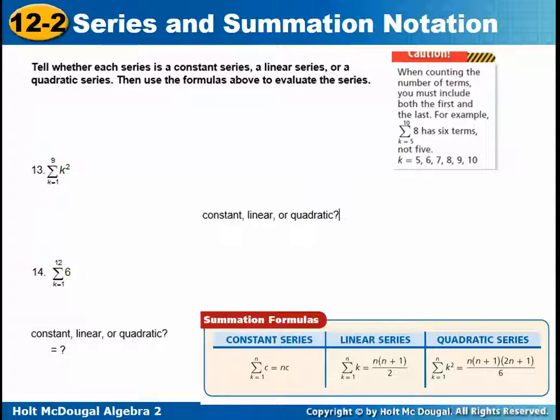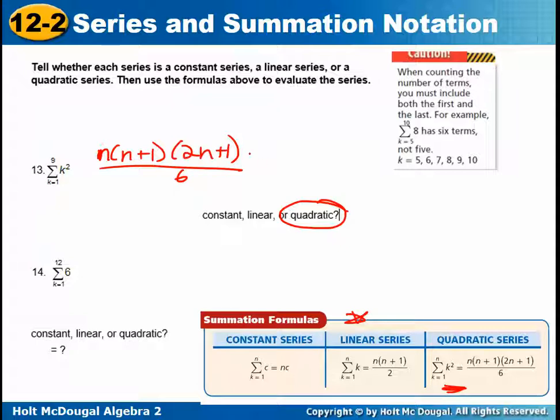Okay, so on your worksheet, you're going to have to tell whether it's constant, linear, or quadratic, and then use the formulas in order to evaluate the series. So I put the formulas down here so we could look at them as needed. In the first one, 13, k squared, that is quadratic. So you're going to use the formula n times n plus 1 times 2n plus 1 all over 6, and we have 9 terms. So n is going to be 9. So 9 times 10 times 2 times 9 is 18, plus 1 more is 19, all over 6. And then I would get a calculator out and multiply and divide by 6. I don't think you'll get a decimal. Whoops, I added instead of multiplied for one of them. 9 times 10 times 19 is 1,710, and if I divide that by 6, yeah, I get a whole number.